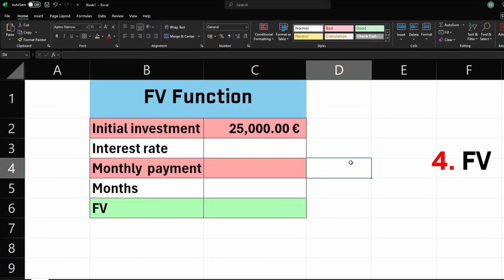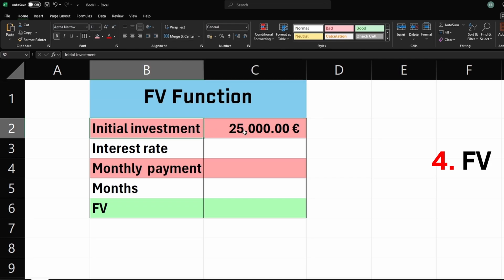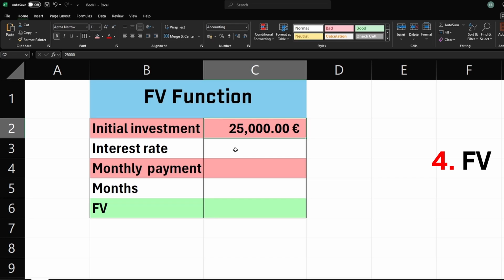Hey everyone! In today's video, I'm going to show you how to use the FV function in Excel to calculate the future value of your investments. Initial investment, this is the starting amount you invest. Interest rate, 6% annually.